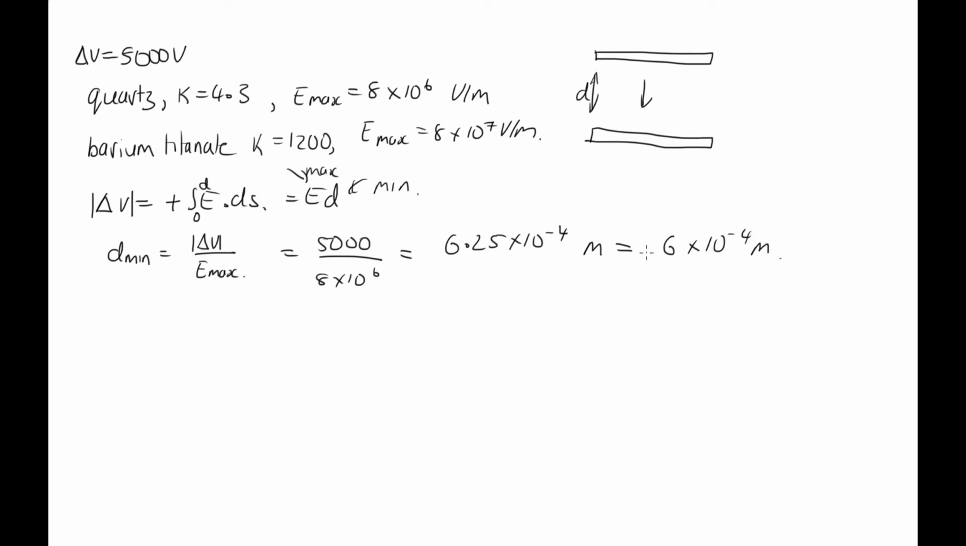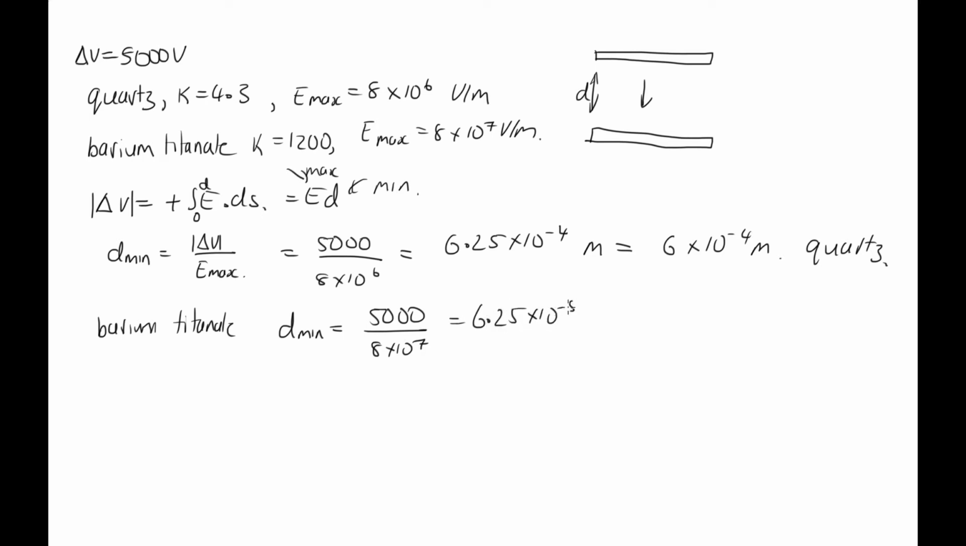And then that was for quartz. And now we want to do barium titanate. And so d min will be equal to 5,000 over 8 times 10 to the 7. So this will be 10 times smaller than this. So 6.25 times 10 to the minus 5 meters, which is 6 times 10 to the minus 5 meters. And then in the final part, we're asked for the ratio of the maximum charge on quartz to the maximum charge on the barium titanate.